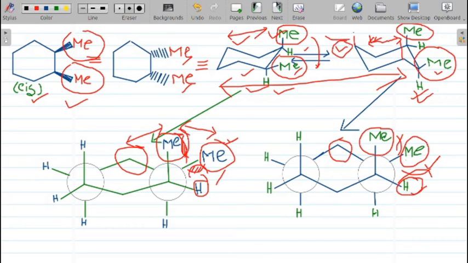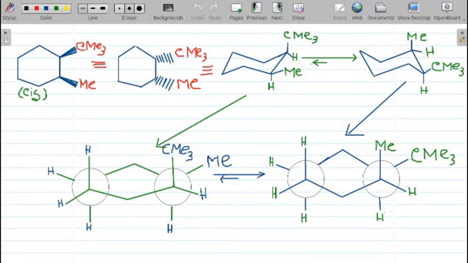Now we will consider the 1,2 disubstituted cyclohexane, where the two substituents are different, because here we will consider the tert butyl group and the methyl group, and this is a cis conformation. Here you can see that the two groups, the tert butyl group and the methyl group, are present on the same plane.